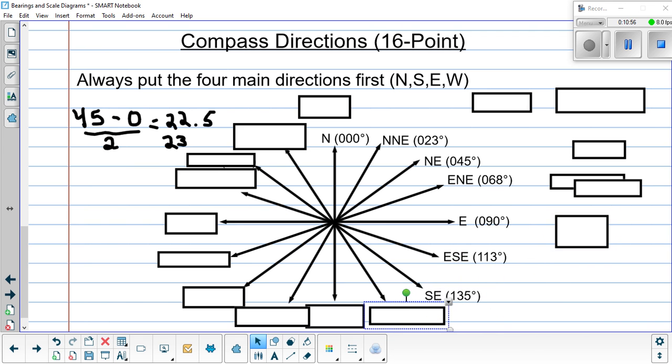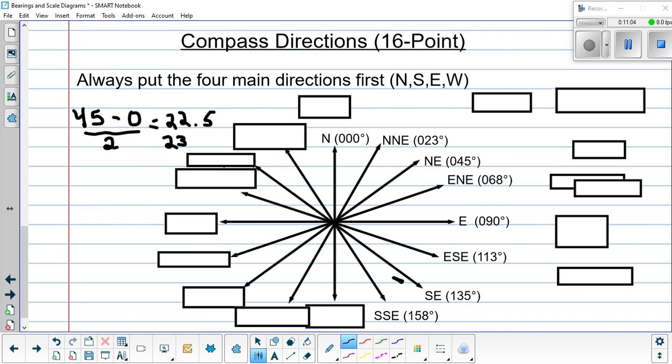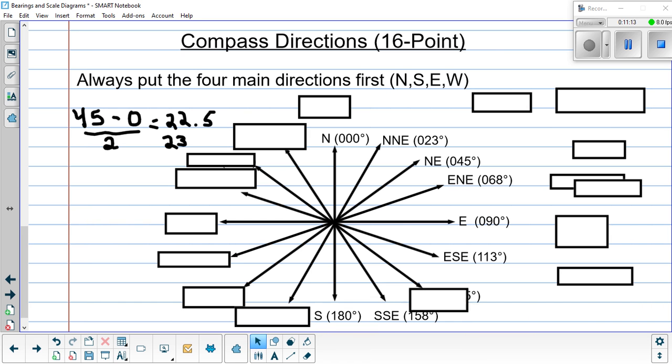So here we have southeast. So our next one has to be south-southeast. So we're going south of southeast, right? If we're right here, what's south of southeast? Well, this is south of southeast, right? Doesn't always look like it, but it's a weird naming system to get used to for the first time.